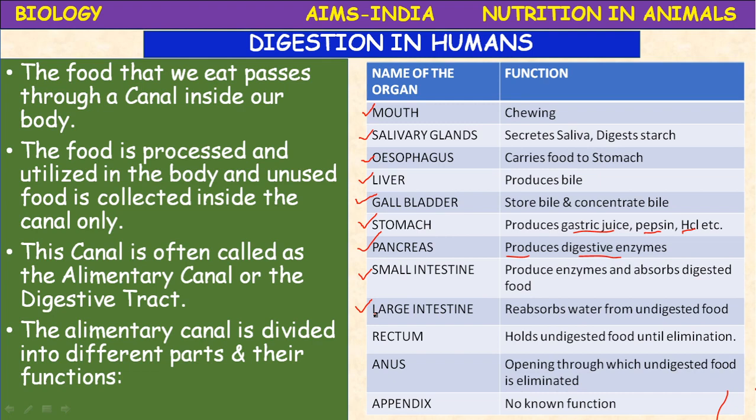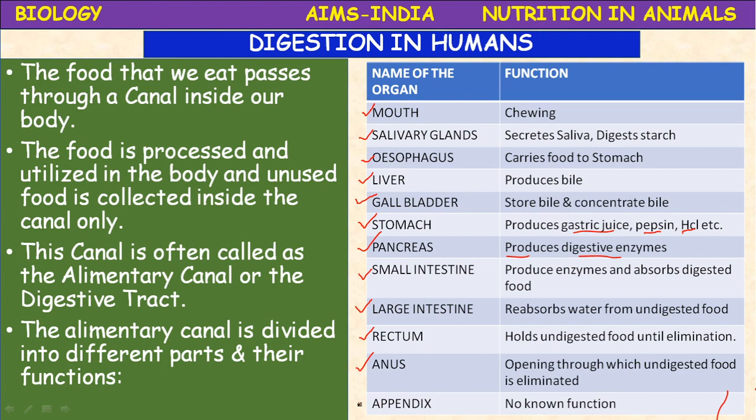This large intestine is divided into a few parts: cecum, colon and rectum, the three main parts. The main function of the rectum is that it holds the undigested food until elimination. Then the last part is the anus, the opening through which the undigested food is eliminated. That process is called defecation.